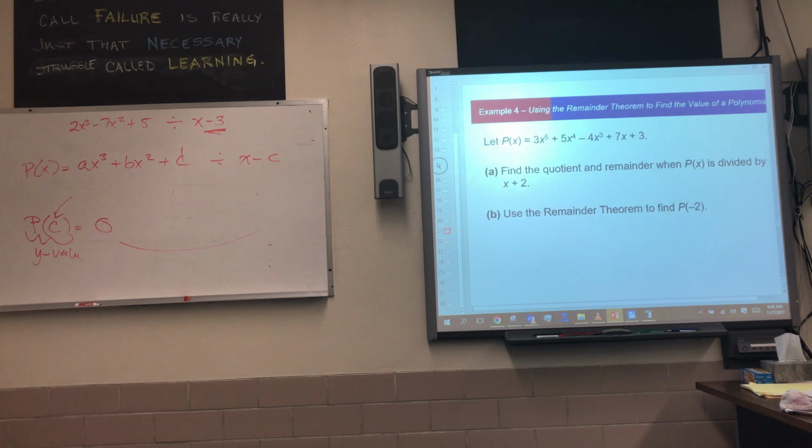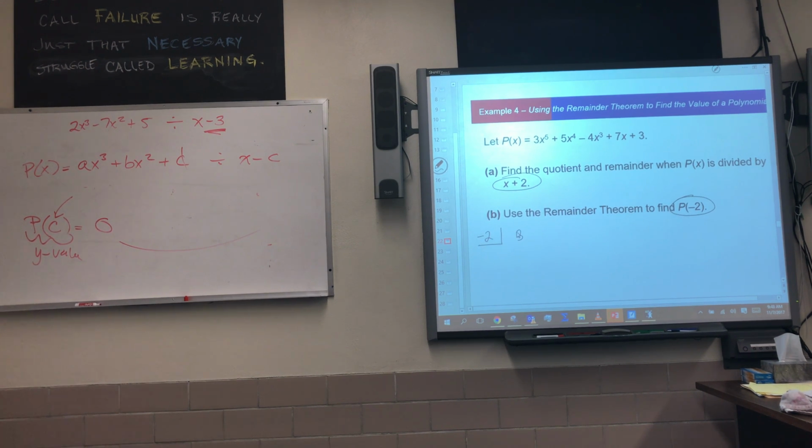So let's go back and do an additional example here. It says, let p of x equal 3x to the 5th plus 5x to the 4th minus 4x cubed plus 7x plus 3. And it says, find the quotient and remainder when p of x is divided by x plus 2. But then use the remainder theorem to see what p of negative 2 is. Okay? Well, I'm just going to jump straight down to the synthetic division here. So if it's x plus 2, then in my box is negative 2, right? And ultimately what we're doing here is evaluating the polynomial at negative 2.